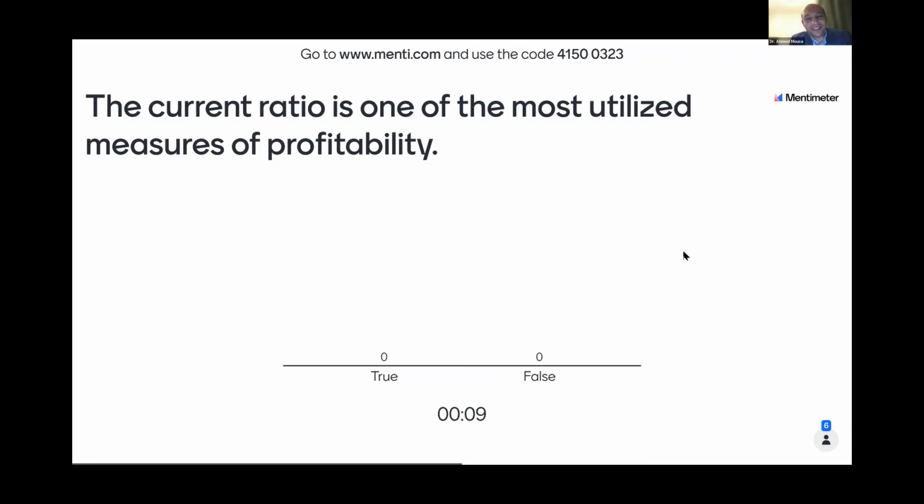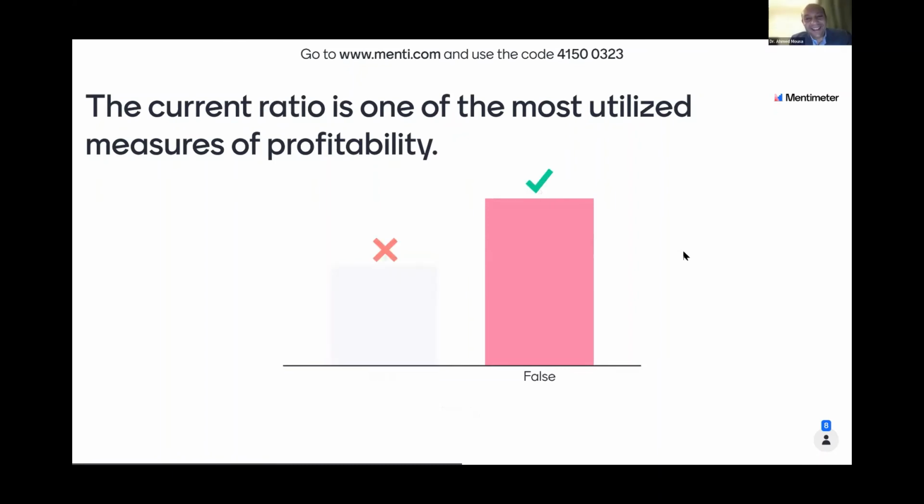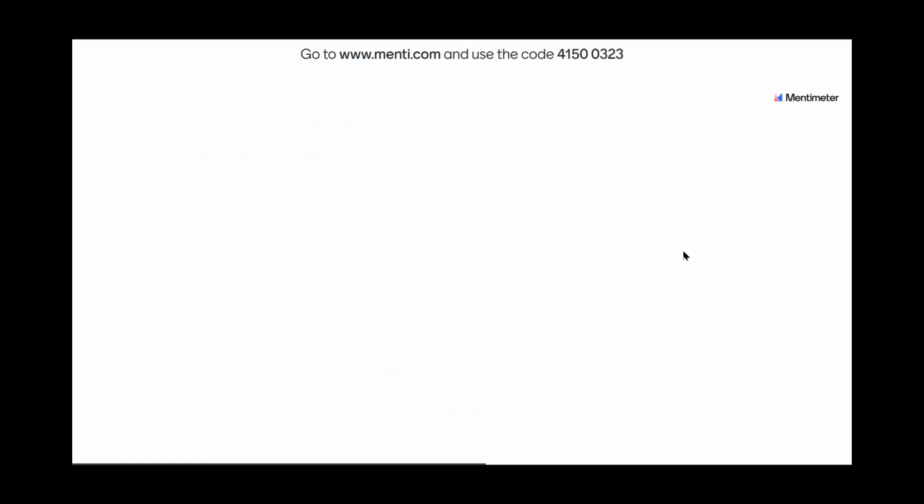This is a trick one, actually. Do you remember we have liquidity, profitability, solvency? At least 5 people got it, that's good. Current ratio measures the liquidity, not profitability. That's good. So 3 people will go down now.